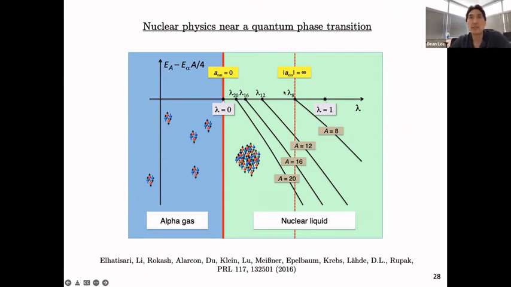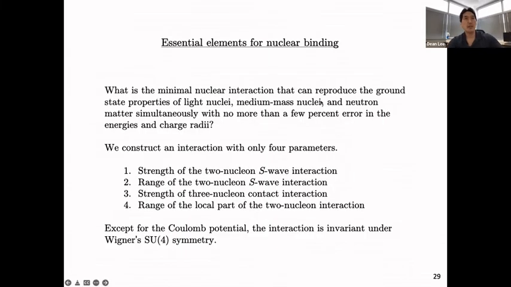Okay, but what's interesting is this proximity to a quantum phase transition, suggesting that nuclear physics is not quite that close to the unitarity limit for four-component Fermi gases, but there's a dependence on the details of the short-range interaction. The locality of the interaction and the range of the interaction is important. So we took a closer look at this, and we asked the question: what is the minimal nuclear interaction? What is the simplest nuclear interaction that can reproduce the ground state properties of light nuclei, medium mass nuclei, and neutron matter with no more than a few % error in the energies and charge radii?